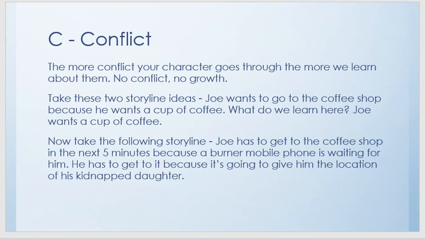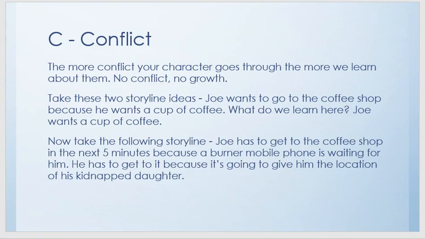He's also got 5 minutes to get there. So who knows what's going to happen between Joe getting that phone call and the 5 minutes? Is he going to get caught in a traffic jam? Does he know where the coffee shop is? What if somebody else has picked up the phone before him and handed it in? Maybe the phone's not there anymore. So as you can see, building conflict is going to teach us more about Joe. In the first stage, we just know Joe likes coffee. There's not much more we're going to know. But in the second storyline, Joe is going to race for that phone.